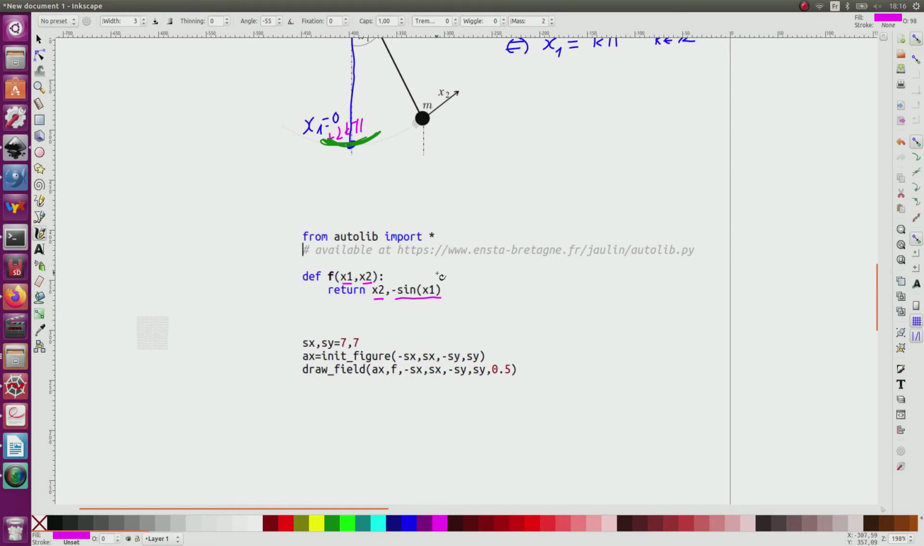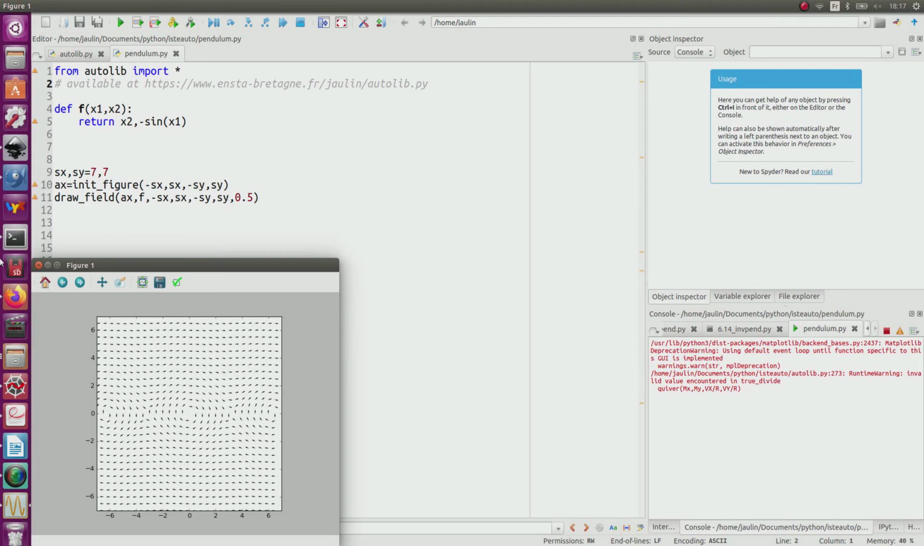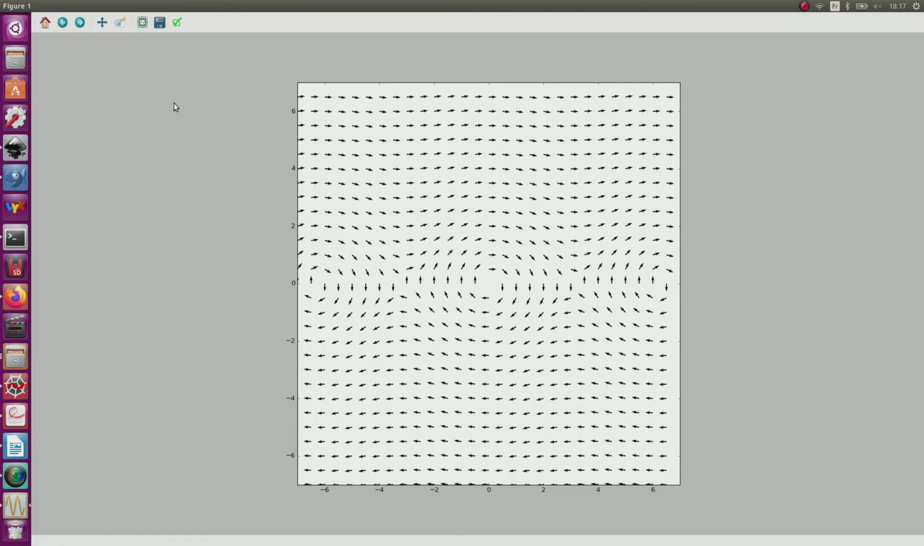It's not a vector. For this, I can use a draw field function, which is given in the Autolib library, available here. I switch to Python. I run this, and I obtain the picture of the vector field. So it means that the dynamics, the trajectory of the pendulum in the state space, will follow this vector field.